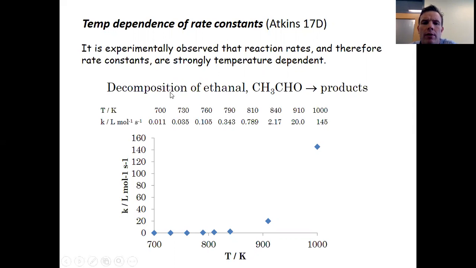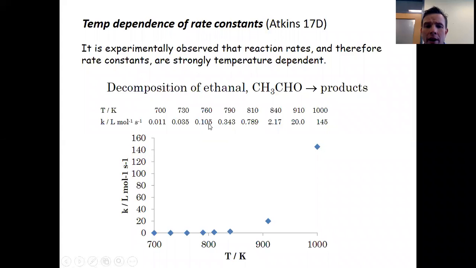So this is an example for the decomposition of an aldehyde. Starting at 700 Kelvin, if you increase temperature to 730, like a 5% increase, the rate constant goes up by a factor of 2 or 3. You go up by another 30 degrees, so you've increased it 10%, and the reaction rate has increased by an order of magnitude, right?